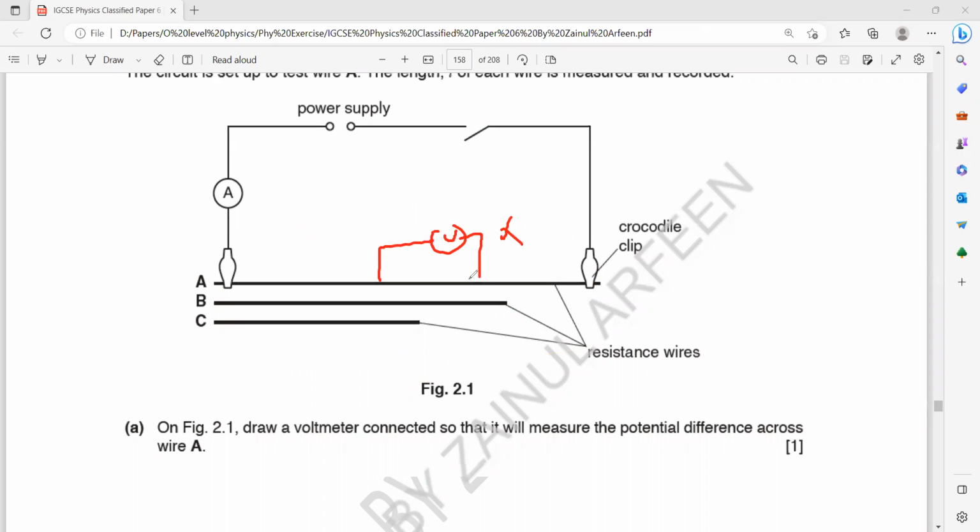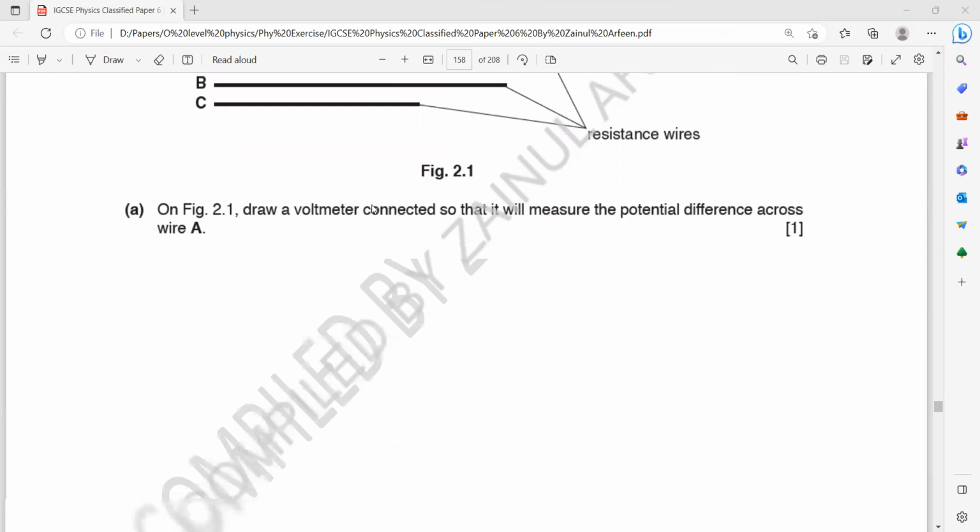Why? Because this won't record the total voltage of A. We want the total voltage across this length of wire. So this is not across the total, and that's why this won't be correct. It should be from the start till the end, or beginning to the end.